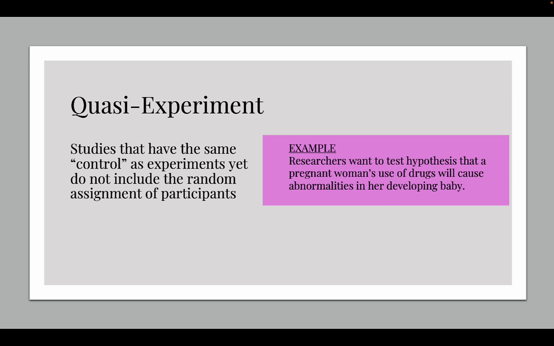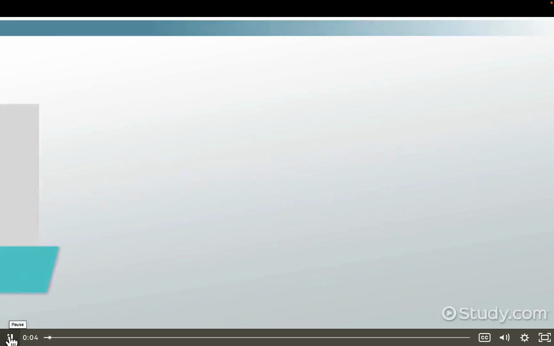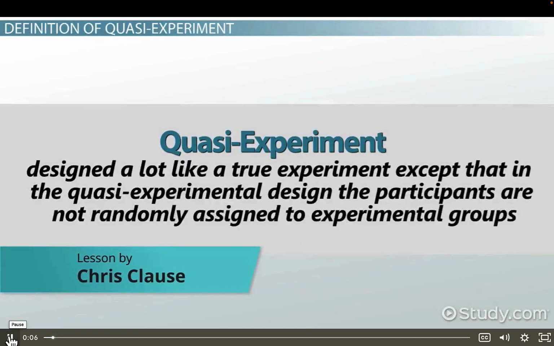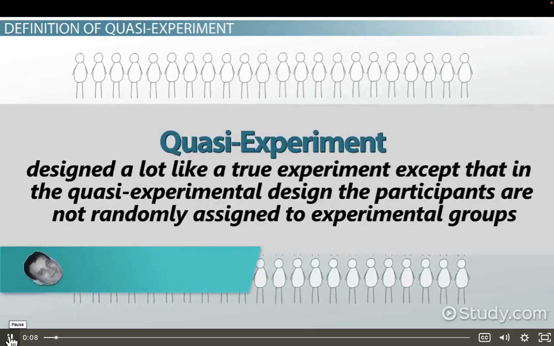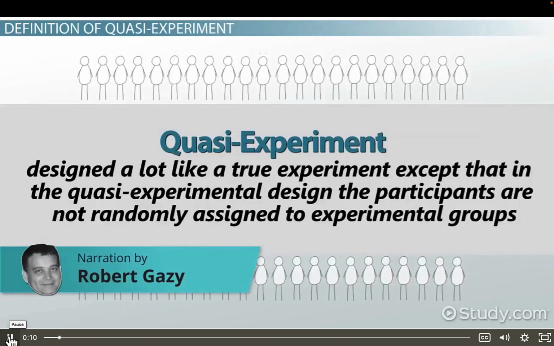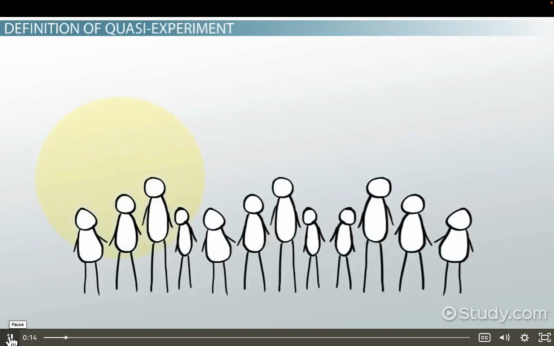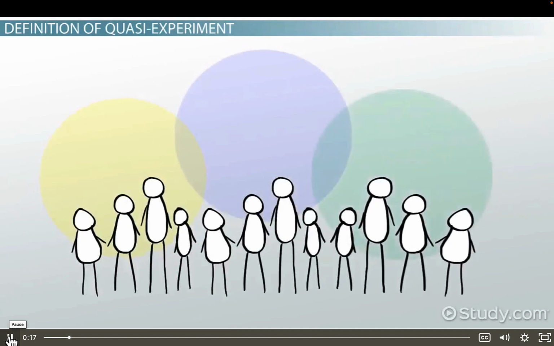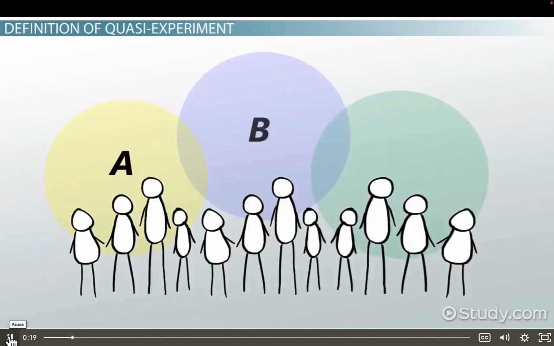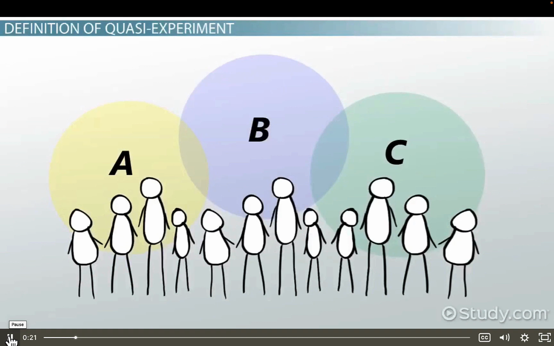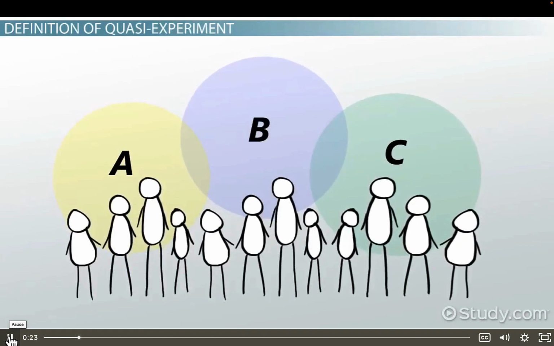And that's exactly what this is. A quasi-experiment is designed a lot like a true experiment, except that in the quasi-experimental design, the participants are not randomly assigned to experimental groups. In a true experiment, research participants have an equal chance of being assigned to any condition of the independent variable, the one being manipulated by the researcher, that is involved in the study.